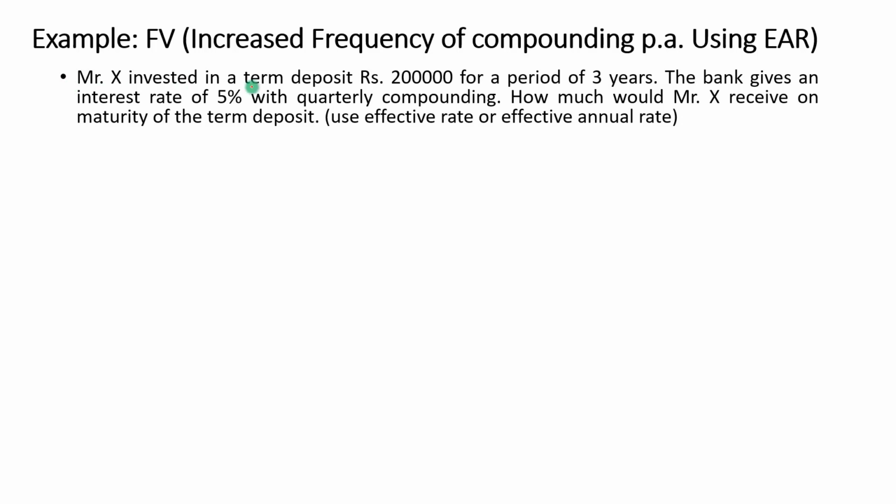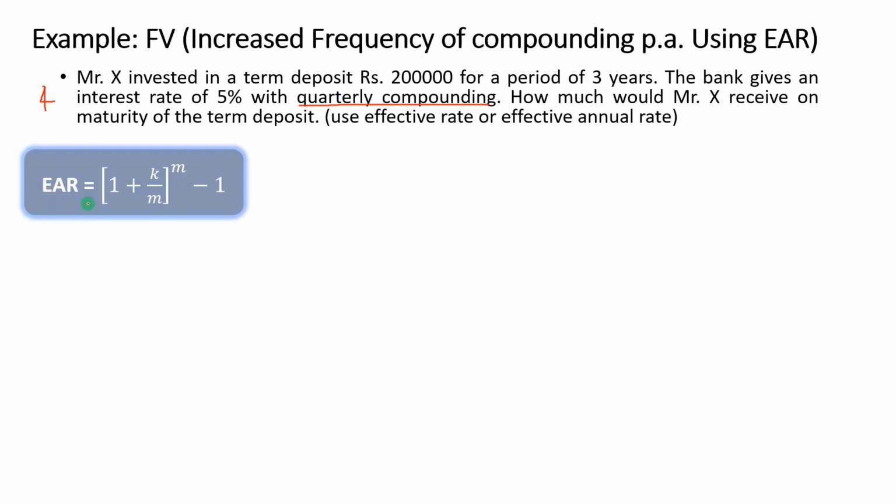Mr. X invested in a term deposit rupees 2 lakhs for a period of 3 years. The bank gives an interest rate of 5% with quarterly compounding. The compounding is done quarterly, which means 4 times in a year. How much Mr. X received on the maturity of the deposit? Here we are required to use effective annual rate for calculation purpose.